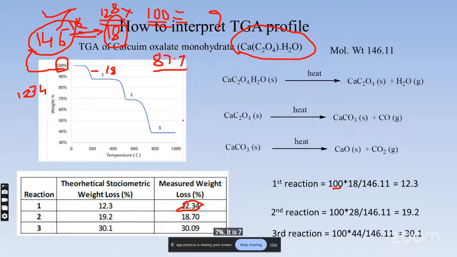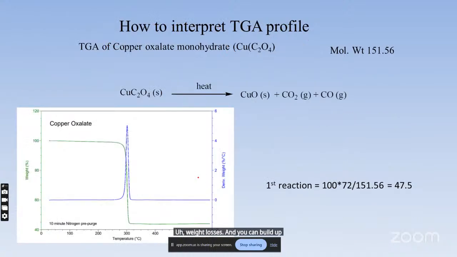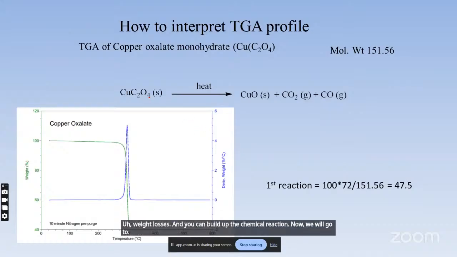87.7. So that will be corresponding to 12.3 weight loss. So these are the ways you can assign these weight losses, and you can build up the chemical reaction. Now we will go to the next example.